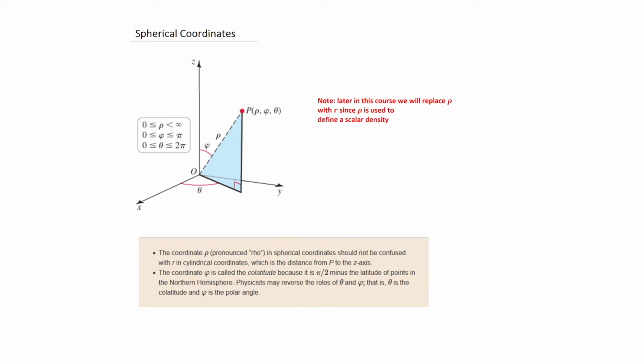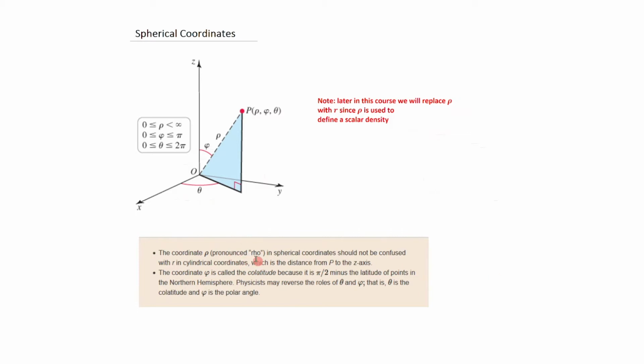Theta is taken in the counterclockwise direction in the xy plane from x, moving in a counterclockwise direction. So this is in this direction. Psi, on the other hand, is an angle that's measured from the z-axis downwards towards the xy plane. And so this is the direction for psi. So psi of pi would take you all the way to the minus z-axis. All right, so just a couple of things here.